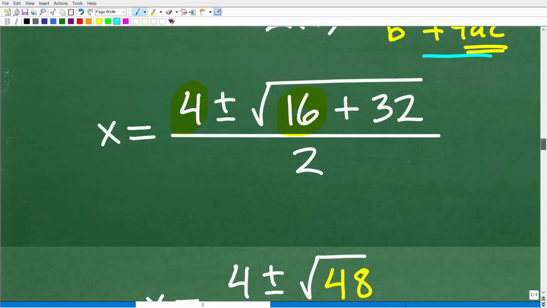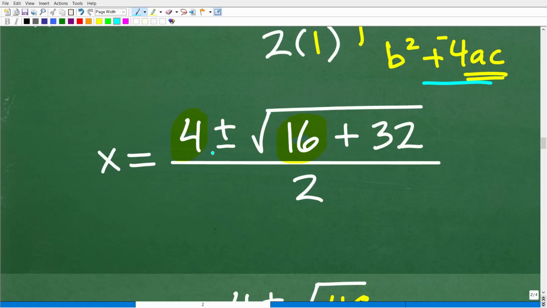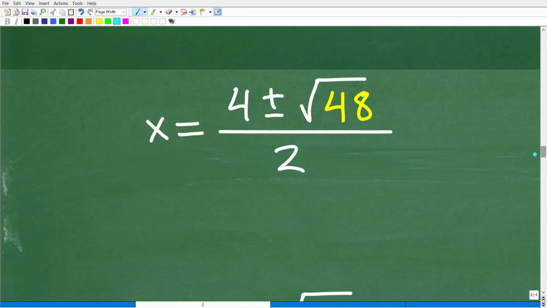Okay, so here is where we're at. Then we have 2 times 1. We'll just have that as 2. Okay, so let's continue on here. So we have 4 plus or minus the square root of 16 plus 32 over 2. The next thing here is to add 16 plus 32. So, of course, that is going to be 48. All right, so here's where we're at. We have x is equal to 4 plus or minus the square root of 48 over 2.